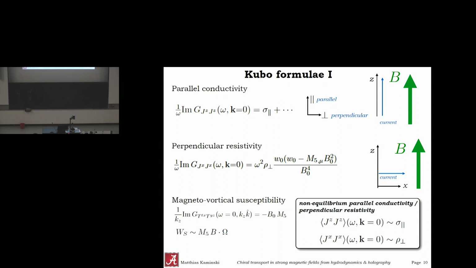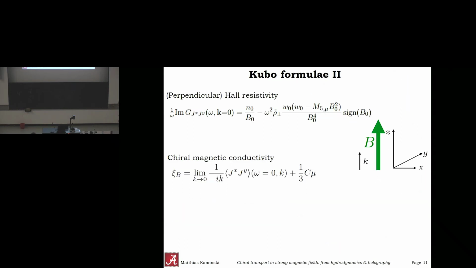So the whole point here was just to mention that we also know the Kubo formula for this magnetovortical susceptibility, and so this gives us the possibility to calculate this derivative with respect to the chemical potential, and then plug in the numbers, and we can calculate this perpendicular conductivity, or sorry, resistivity. Good. I'm running out of time, so I'm just going to go very quickly through this.